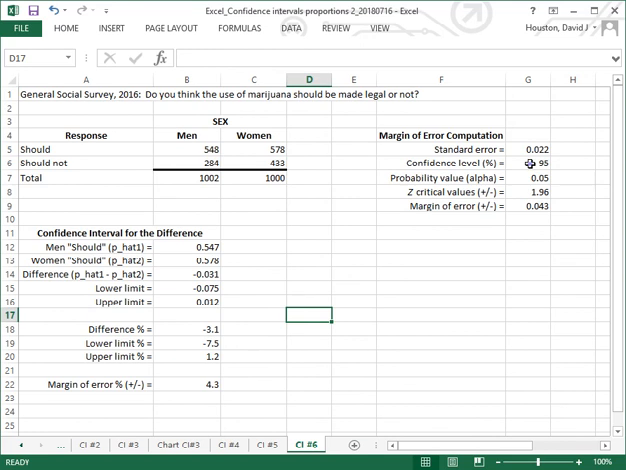Now, the way in which I've constructed these confidence intervals throughout both of these tutorials on proportions, I can change the confidence level and compute a new confidence interval. Let's assume we had a 90% confidence interval. In that case, our margin of error would be plus or minus 3.6%, and we still see that because 0 is contained between the lower and upper limit of this interval, there is not a statistically significant difference in responses between men and women.